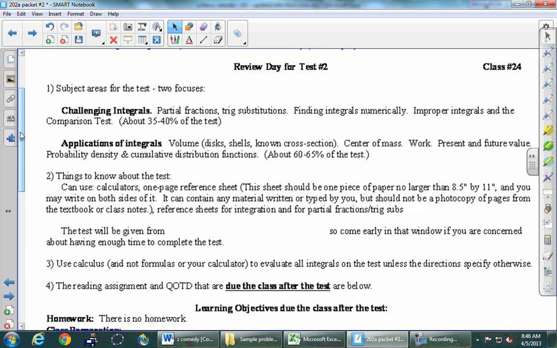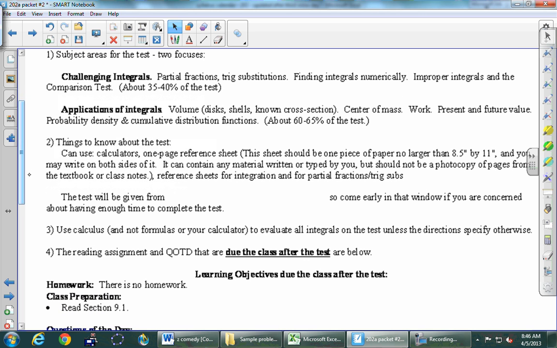And then the comparison test, where you try to decide whether an integral converges or diverges by comparing it to one whose behavior you know. So that's going to be about 35 to 40% of the test. Applications will be the rest. We have volume with discs, also washers. I don't know why that didn't make it in the list. Discs and washers. Shells, and then don't forget the cross-sectional area ones.